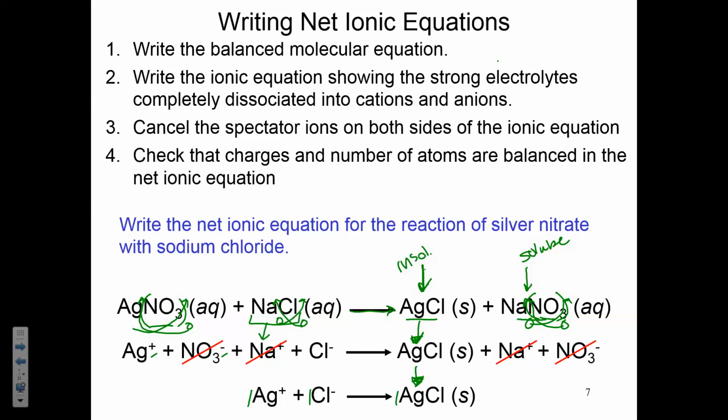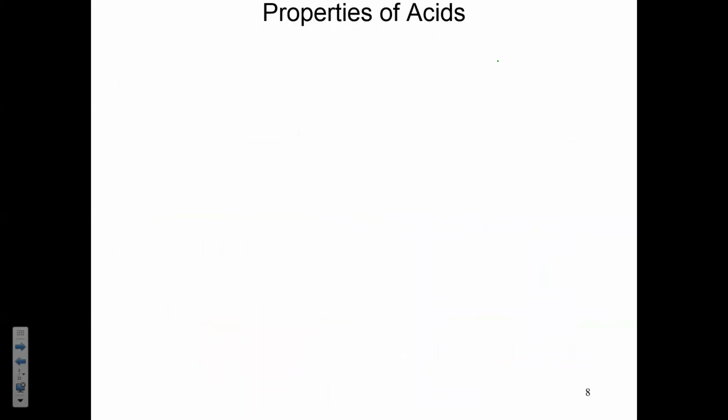That being said, I have some spectator ions that we canceled out. So NO3− and Na+ would be spectator ions.